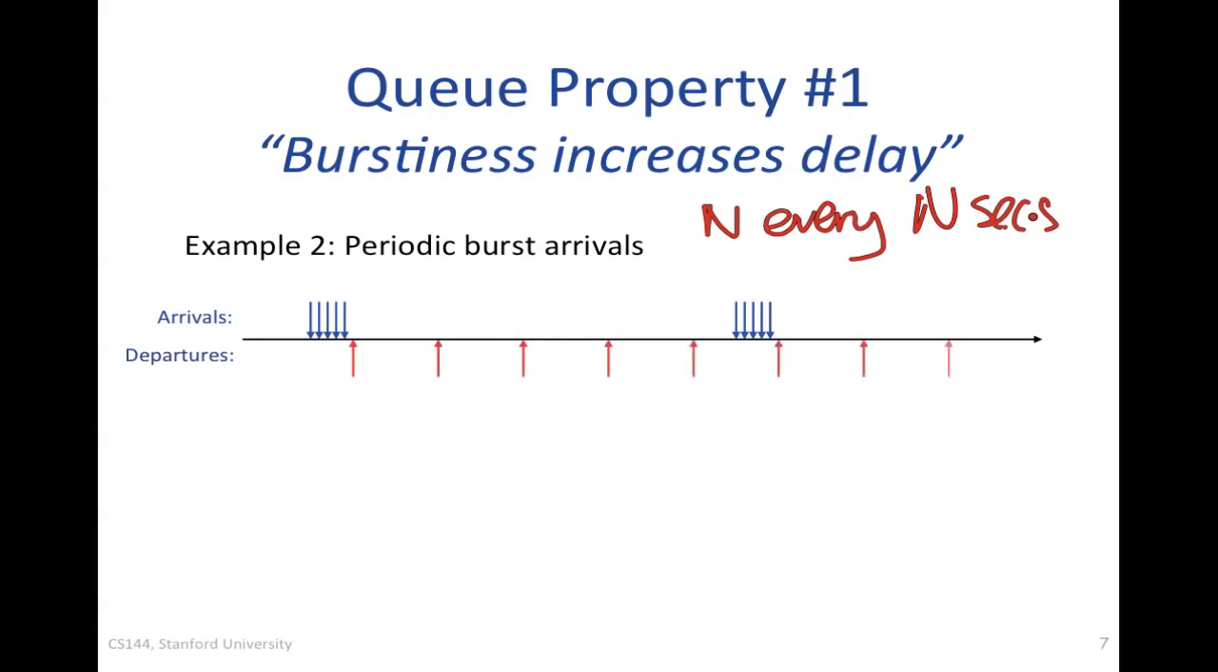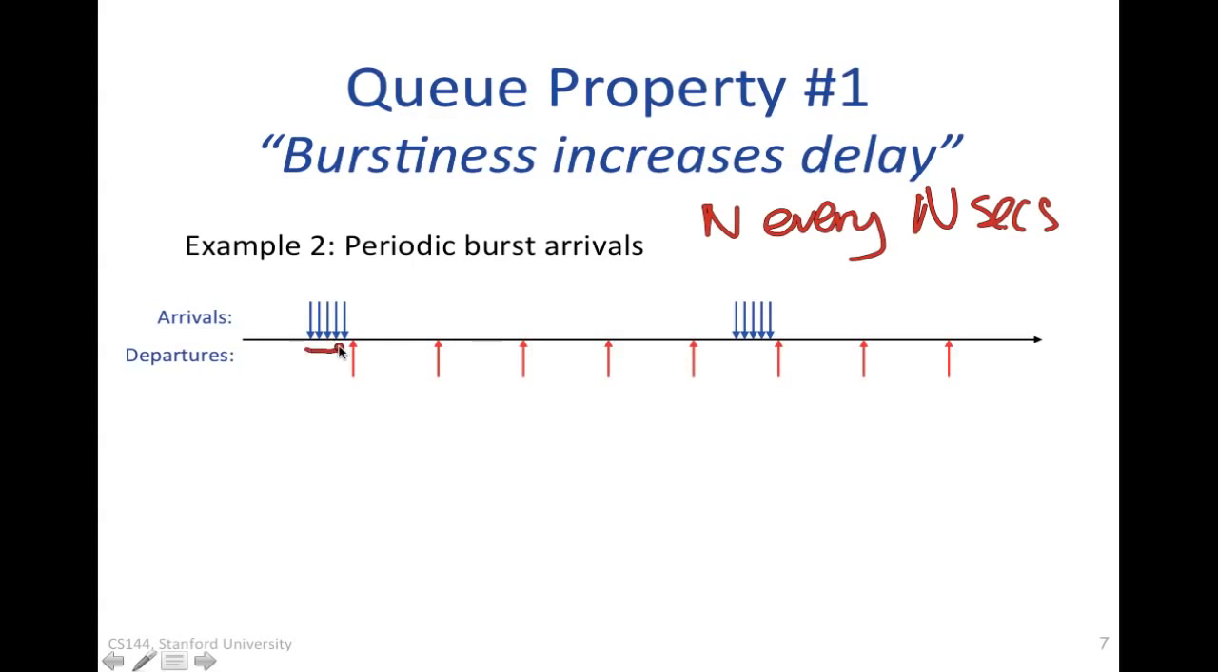The service opportunities, or the departures, are going to be the same as before. We're going to have 1 per second. So in terms of the rates, the arrival rate and the departure rate, everything is exactly the same as before. It's 1 packet per second. It's just that the burstiness of the arrivals is going to change things, and let's look at the way in which they change. So here we've got a sudden burst of arrivals of 5.